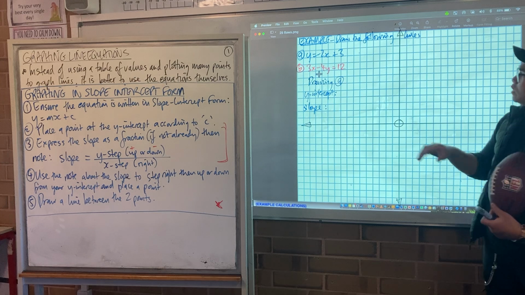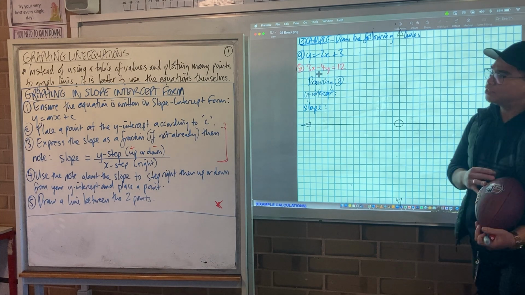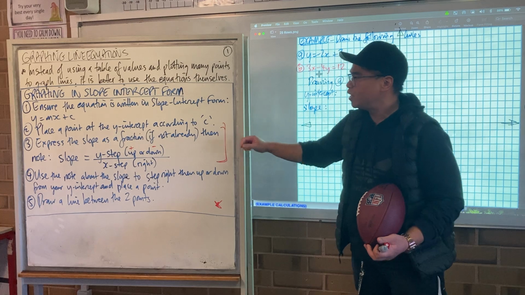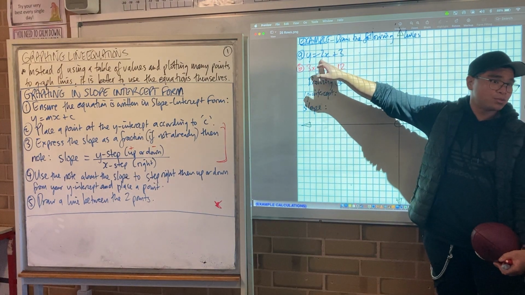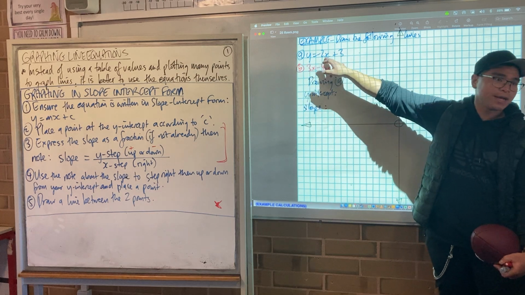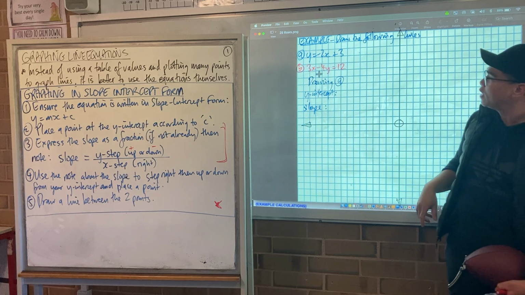I'm going to demonstrate for you how to draw a line in slope-intercept form. So A on this grid is in slope-intercept form. Let's practice using these steps. Step 1, ensure the equation is written in slope-intercept form. Is this written as y is equal to something x plus something else? Yeah. Good, so it's in slope-intercept form, step 1 out of the way.